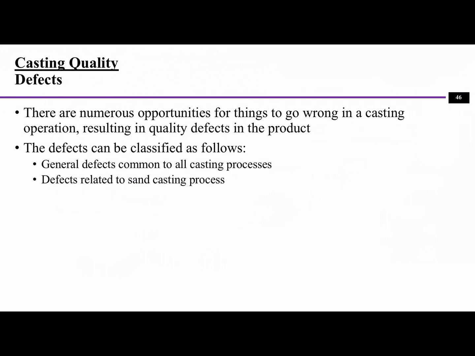Let's look at casting quality. Same as injection molding, for casting there are also a lot of defects that can happen in the process. Then we need to identify what kind of defects these are, why they happen, and how to solve them. Generally, defects can be classified into two types. One is general defects common to all casting processes. The other is specific to sand casting.